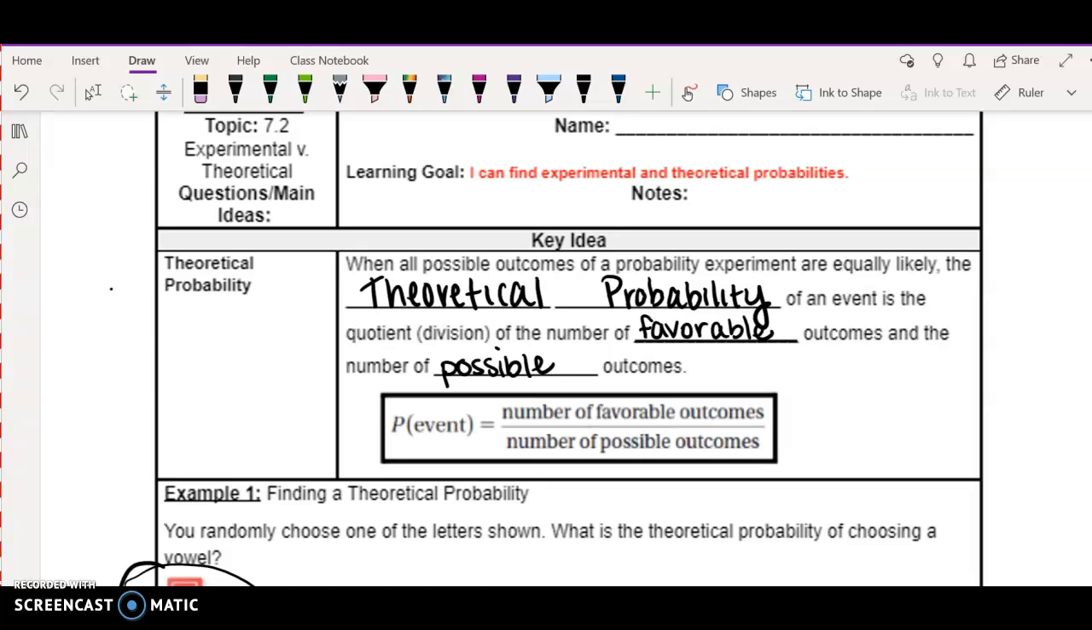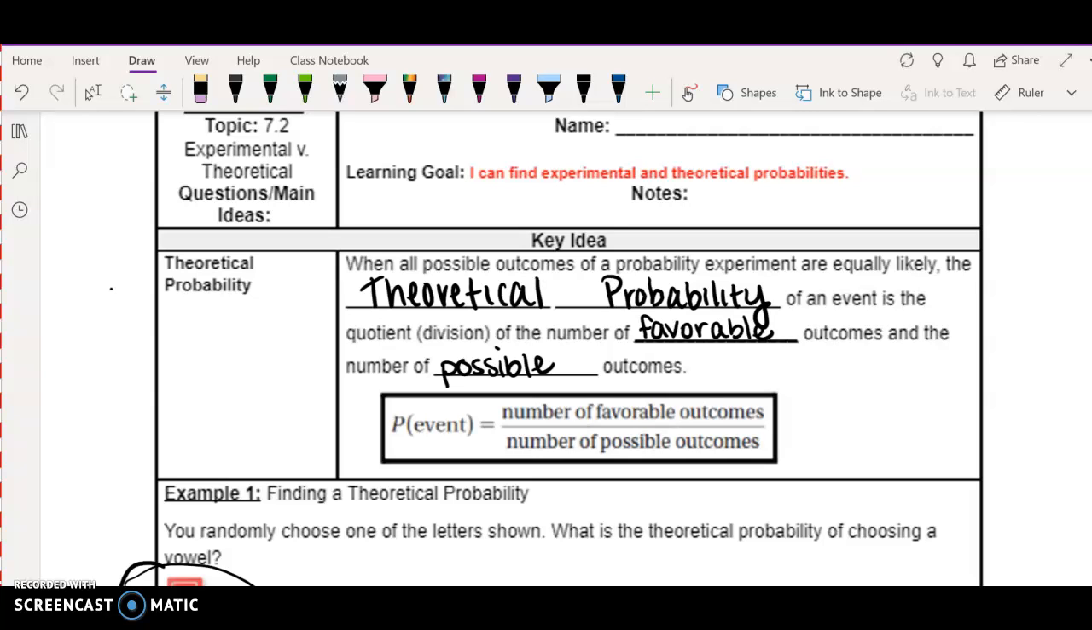Okay, so we are going to start 7.2, which is experimental versus theoretical probability. So after today, we're going to be able to determine the experimental and theoretical probabilities, as well as understand the difference between them. So first, we need to understand theoretical probability.